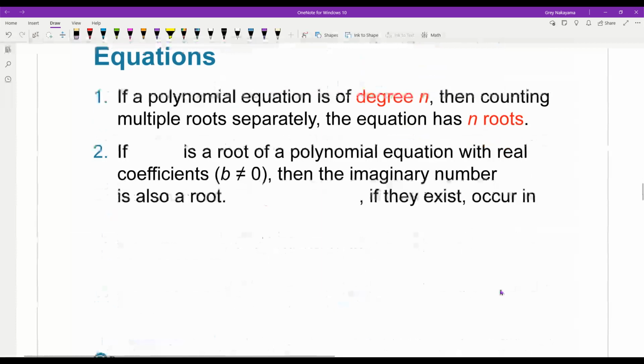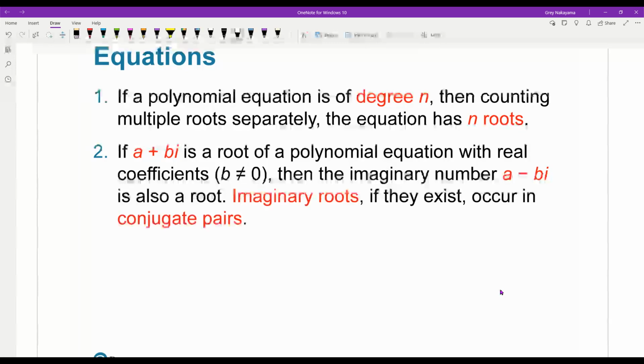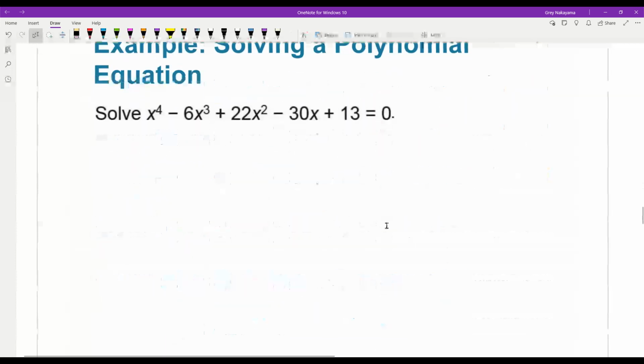The other thing to remember is that if you have a plus bi, then you're also going to have a minus bi, because those are complex numbers, and imaginary roots always come in pairs because they're coming out of that quadratic formula. So look at this problem. This one's a little more challenging because it's a 4th degree. So you might think to yourself, I'm going to have 4 roots. I need to account for 4 roots.